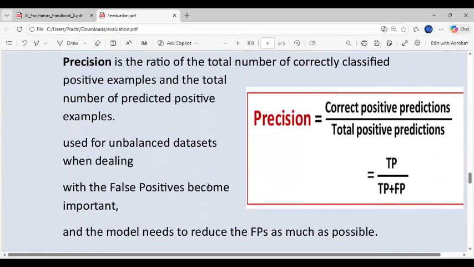Precision is working as a calculative ratio, where the total number of correctly classified positives are divided by the total number of positive predictions. That is, correct positive predictions divided by the total positive predictions. Right? All positives. That means you will be giving TP in the numerator divided by TP plus FP. It is dealing with an unbalanced data set where false positive is holding importance, and we need to work on some methods to reduce the FP cases.